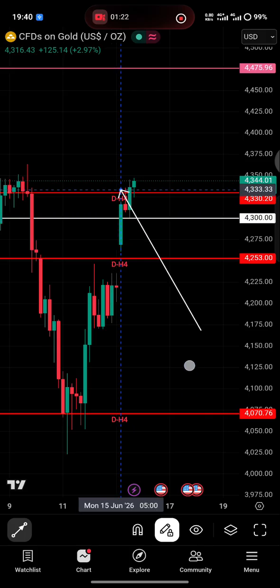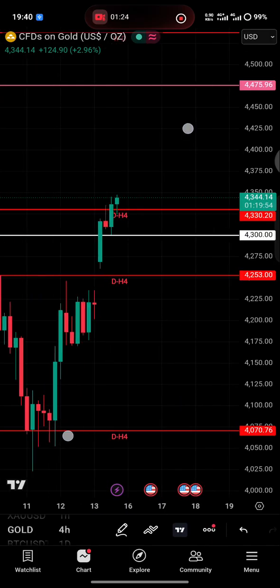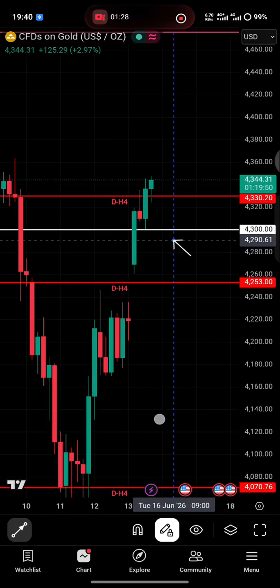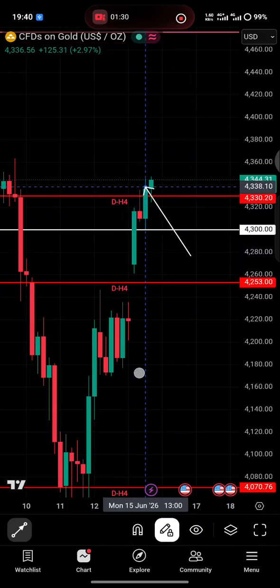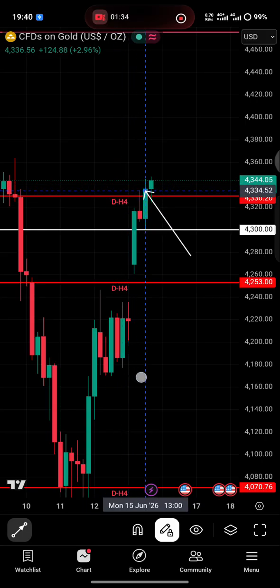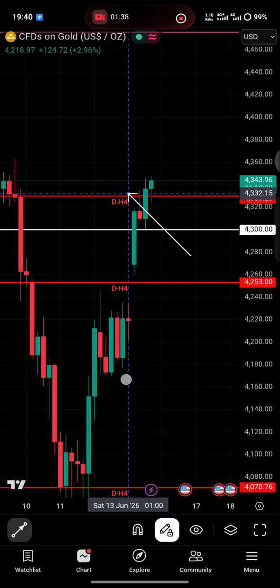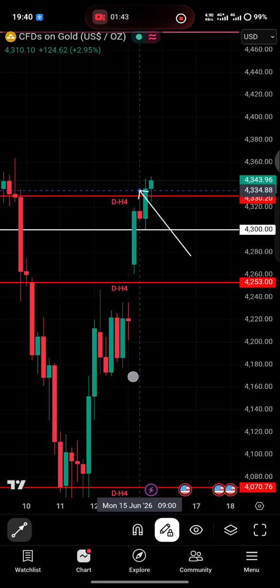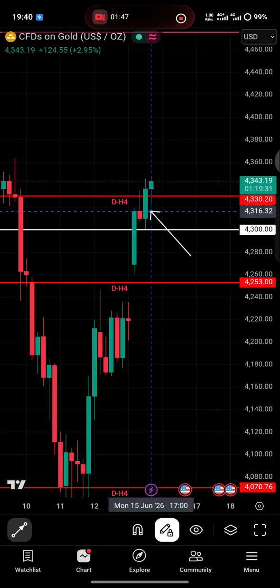And then the next 4 hour candle opened and pushed up to attack the 4 hour and the daily resistance, which are in alignment with each other, which means this is a key level resistance. After attacking this key level resistance, it bounced back, pulled back and closed as a red candle, correct?